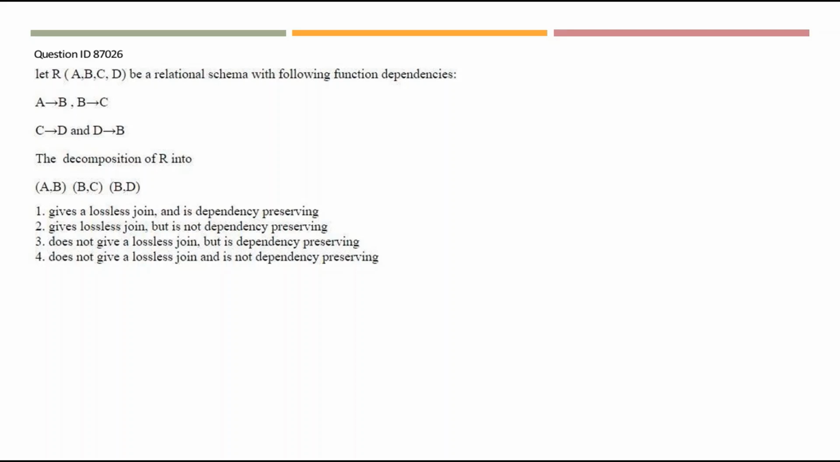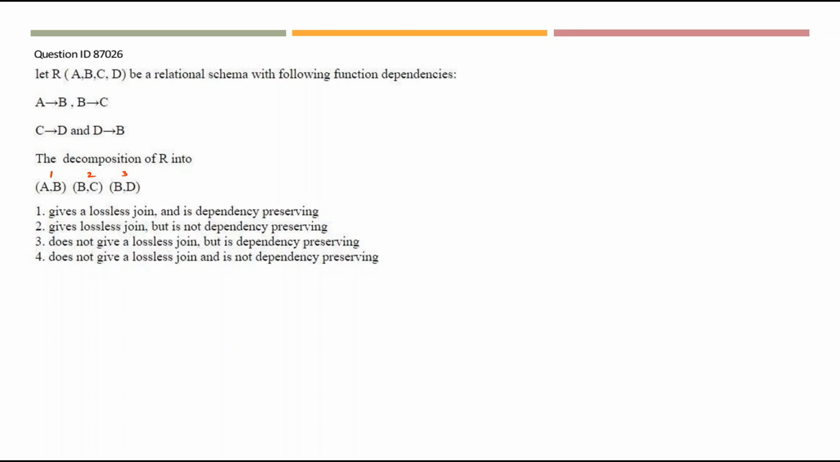So if you take A, B, C, D all together to be a single table in the context of a relational database, just imagine R is decomposed into 3 other tables. The first table will have the attributes A and B, the second table will have the attributes B and C, while the third table will have the attributes B and D. So this is how they have decomposed the relational schema.